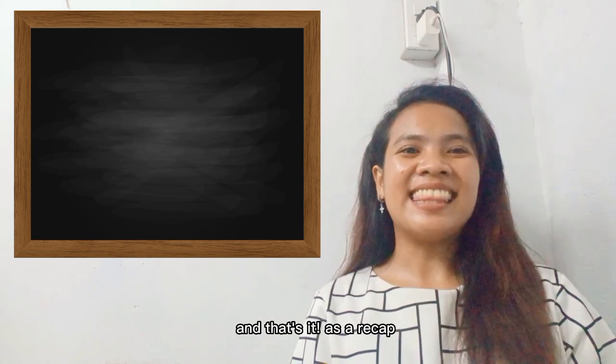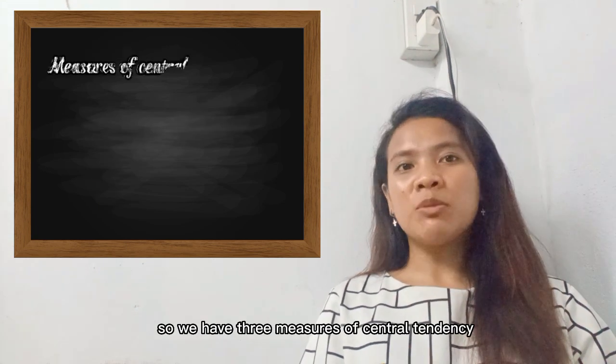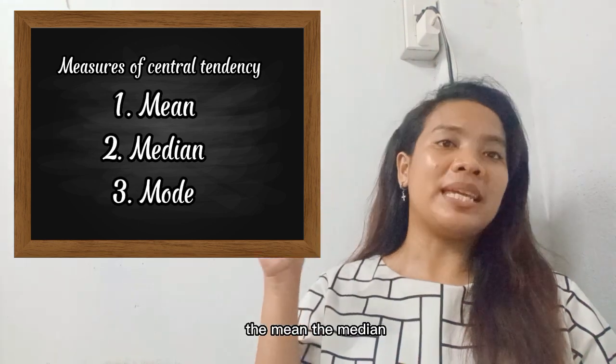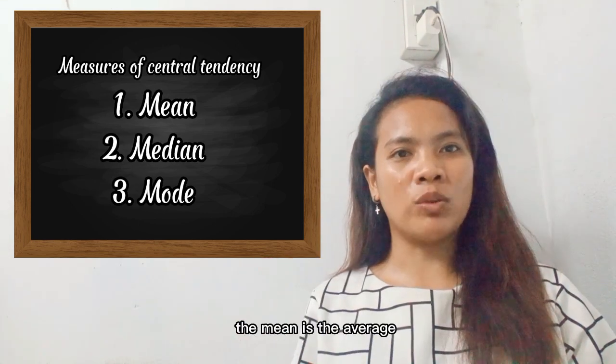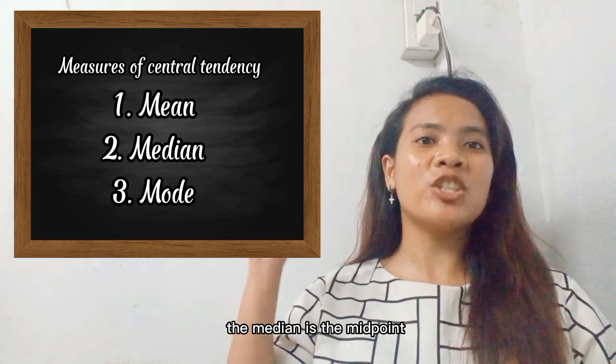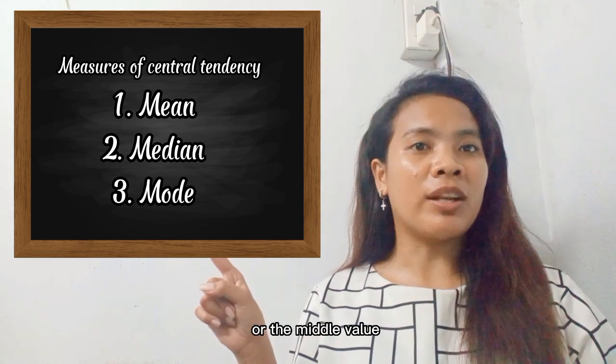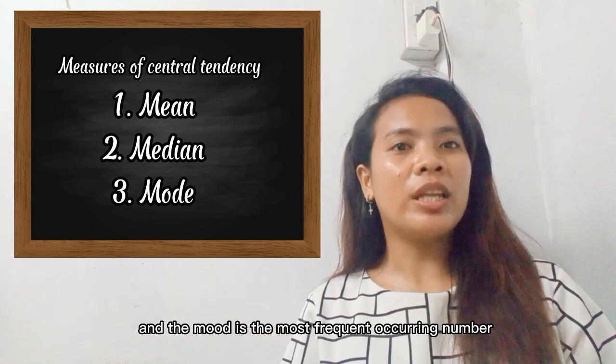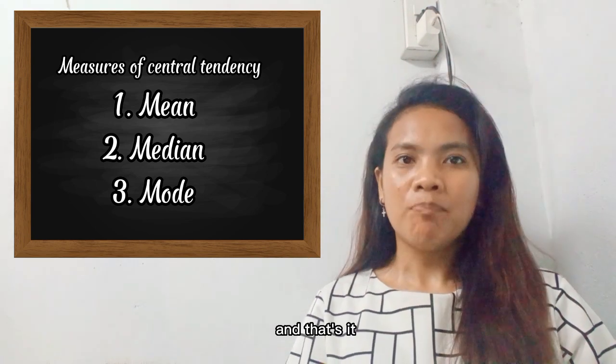And that's it. As a recap, we have 3 measures of central tendency: the mean, the median, and the mode. The mean is the average, the median is the midpoint or the middle value, and the mode is the most frequently occurring number. And that's it.